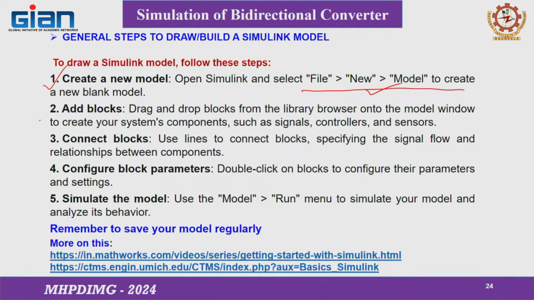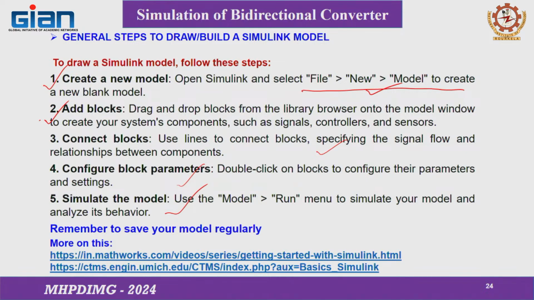Then in the second stage you can add the blocks. The blocks are: we need battery, inductor, capacitors, all the components I will show in the next slide. Then you have to connect the blocks. Then configure the parameters. Suppose you are dragging the battery, and the battery available is 12 volt, but as we need not connect two 12 volt batteries in series directly in simulation, you can put the battery parameter as 24 volt. Then you can run the model to see your simulation.